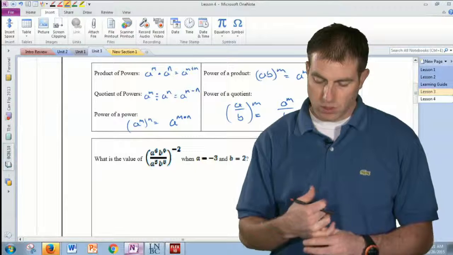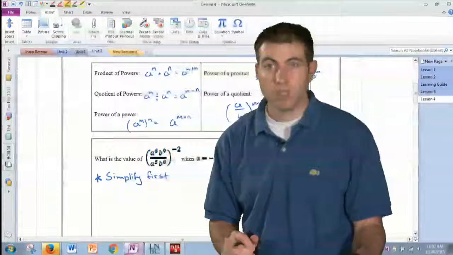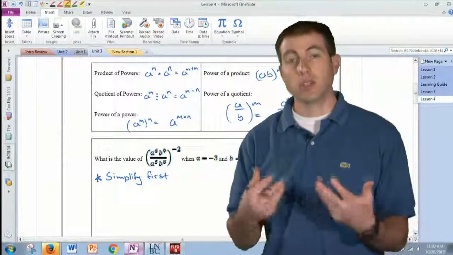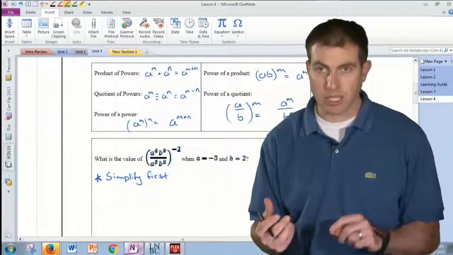So this is a question where we've been given values for a and b. And it says, what is all this equal to if a is something and b is something? Now, one really important thing that'll make your life so much easier is simplify this first. Once you've simplified it, you should end up with something really basic at the end. The majority of the time these questions are designed to end up with something easy and simple at the end.